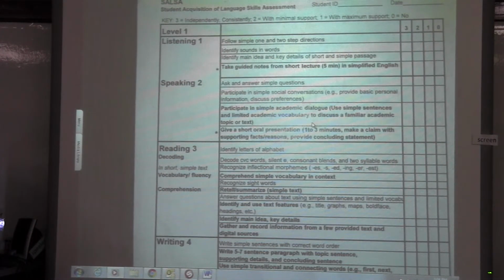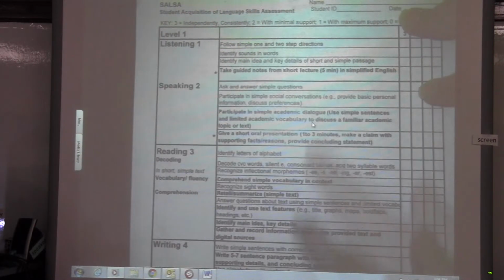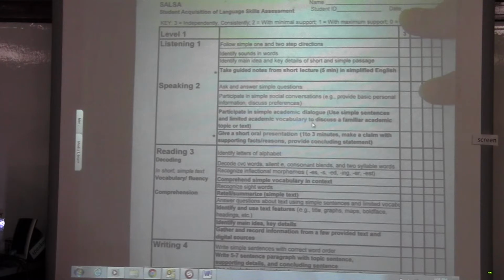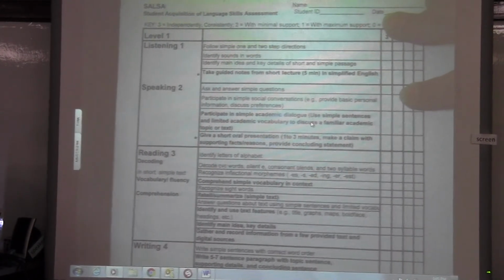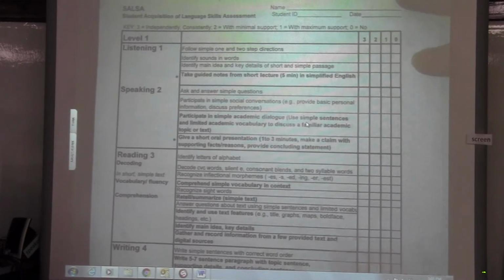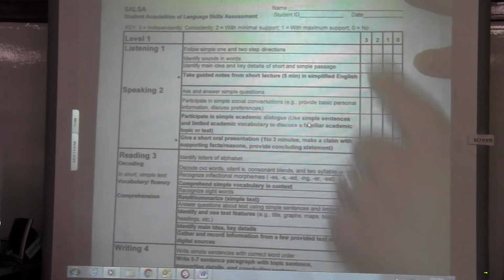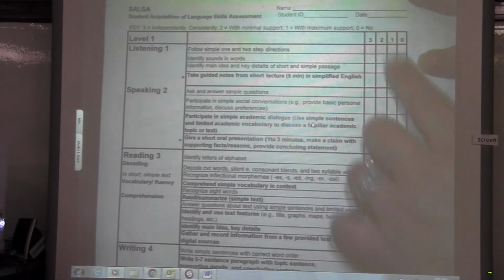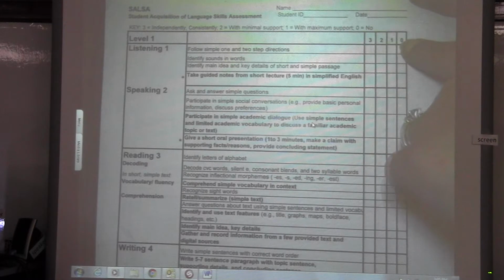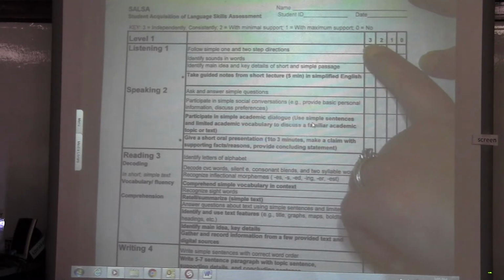So level 1 would be our newcomer English. These are the criteria that students are expected to meet by the end of newcomer English before they are ready to go to transitioning English. They are graded on the level of support that they need to be able to meet the skill. So if students aren't able to do it at all, even with support, they would be marked with a 0. And when students are able to do the skill independently, they would be marked with a 3.